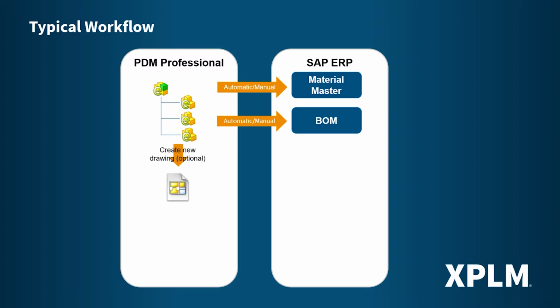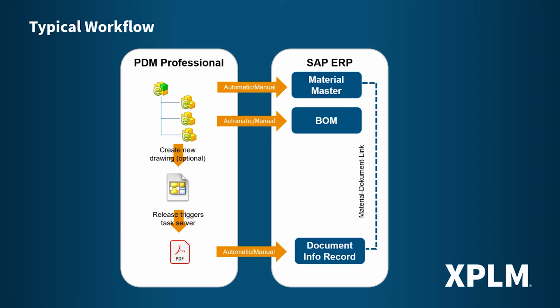The engineer creates a new drawing for the assembly or a part. Usually a neutral file format will be created automatically and saved in the vault as well. The file for the neutral format will be transferred and linked to the material master.